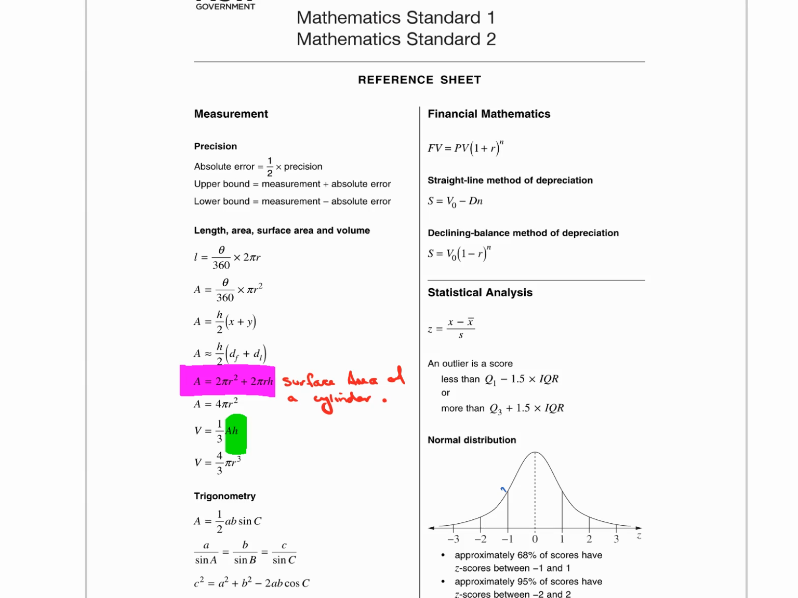Let me pick a different colour. The volume, so this one is the volume of a sphere, and this one up here, 4 pi r squared, is the surface area of a sphere.